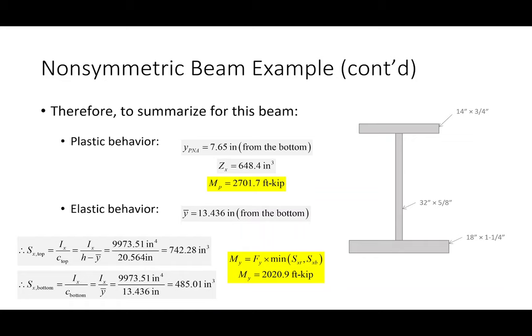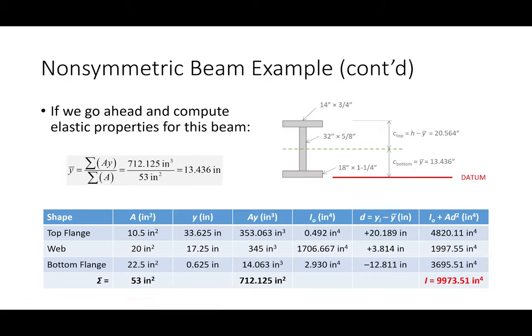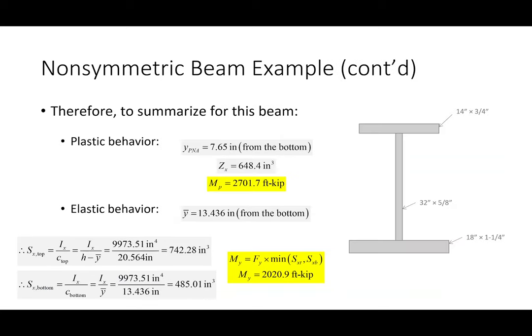So with MY, we've got the centroid. Now, because the section is non-symmetric, we have a section modulus for the top and a section modulus for the bottom because these two extreme fiber distances are different. So we basically say that MY is just the yield stress times whichever of these two is smaller. And again, MY is smaller than MP, okay? Does this make sense? Okay.